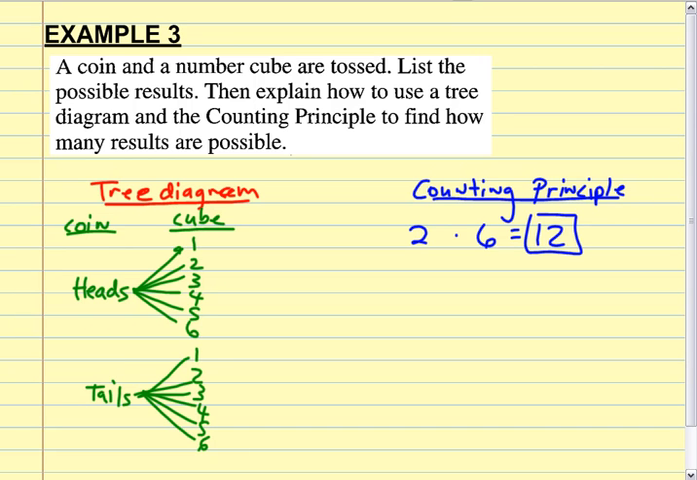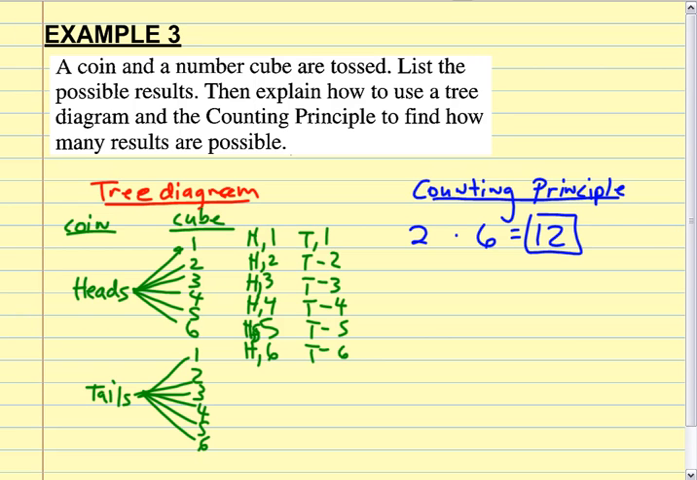Okay? Now, if I list them like they ask us to, I can get heads 1, heads 2, heads 3, heads 4, heads 5, heads 6, tails 1, tails 2, 3, 4, 5, and 6.